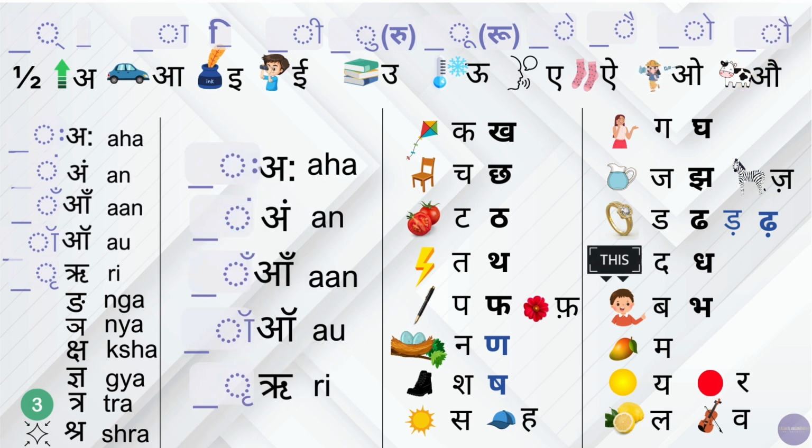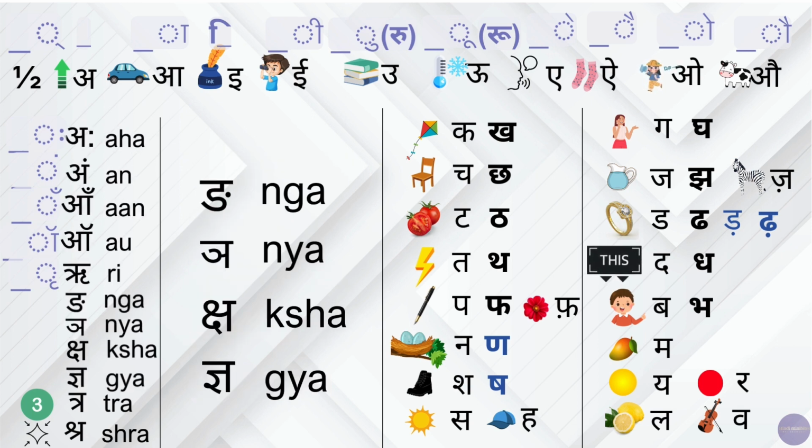Remember these letters with the add-on symbol. Un, on, aw, re. I repeat. Un, on, aw, re.